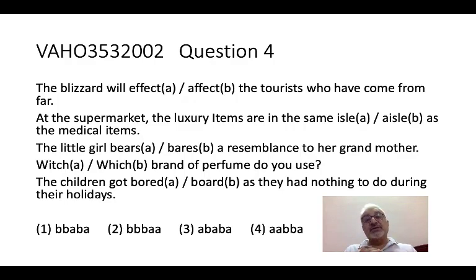And of course, in a cinema hall also, if you want the aisle seat, it means that you want a seat which is next to the aisles. Alright, so that's what he means to say over here, that luxury items as well as the medical items are kept in that same passage. So that's what he means, and therefore second is also B, but it is not helping us much.